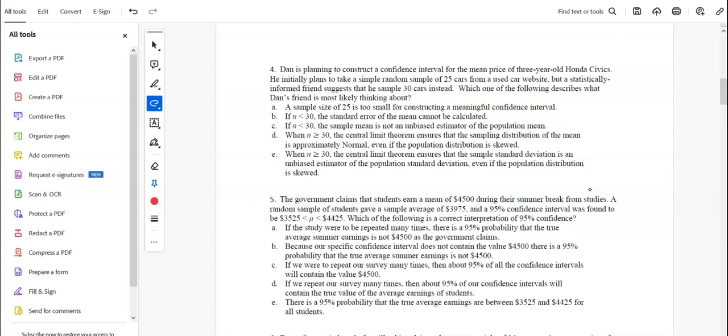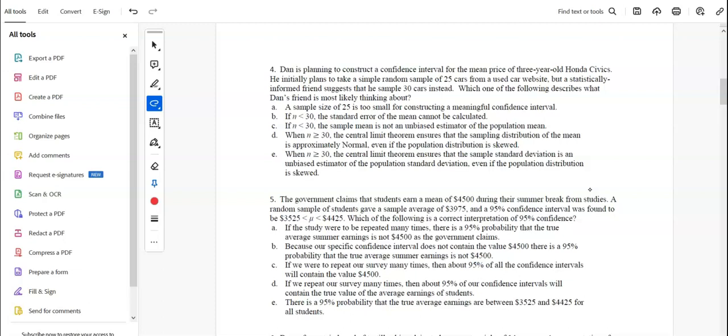Dan is planning to construct a confidence interval for the mean price of 3-year-old Honda Civics. He initially plans to take a simple random sample of 25 cars from a used car website, but a statistically informed friend suggests that he sample 30 cars instead. Which of the following describes what Dan's friend is most likely thinking about? Okay, so he wants to sample at least 30. So it's too small. Good question.